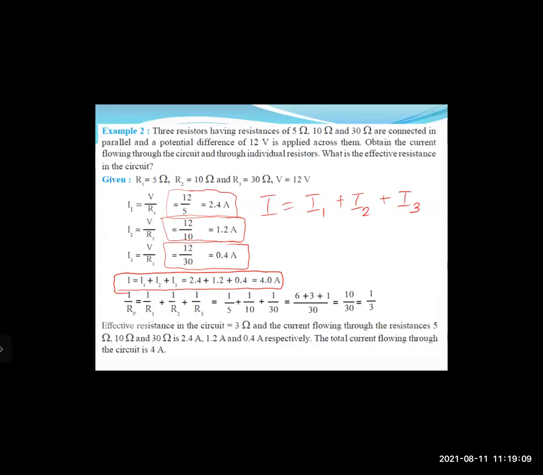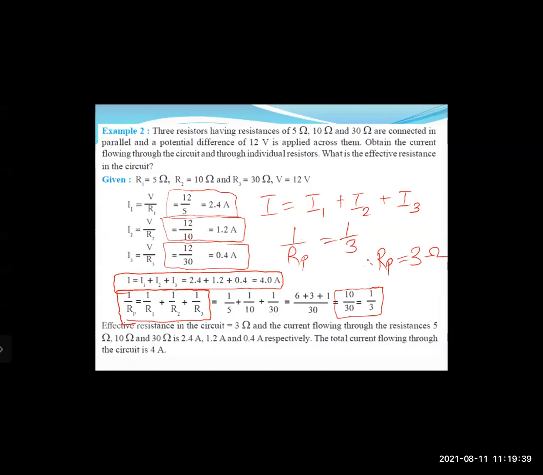And then finally, the effective resistance: 1 by Rp equals 1 by R1 plus 1 by R2 plus 1 by R3. That will be 1 by 5 for R1, 1 by 10 for R2, and 1 by 30 for R3. On taking LCM, you will get 6 plus 3 plus 1 by 30. That is 10 by 30. That is 1 by 3. So we got 1 by Rp equals 1 by 3. Therefore, Rp equals 3 ohms, right?